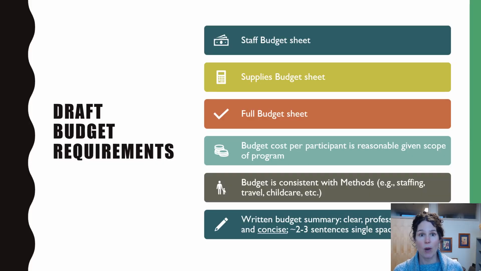Here's the requirements for the budget draft. This is what the rubric looks like. You'll get points for completing the staff budget sheet, the supplies budget sheet, and the full budget sheet. Again, these are all in that budget template. There's 3 separate tabs in the Excel file. I'm also looking to make sure that you've calculated the cost per participant and it's reasonable given the scope of the program.